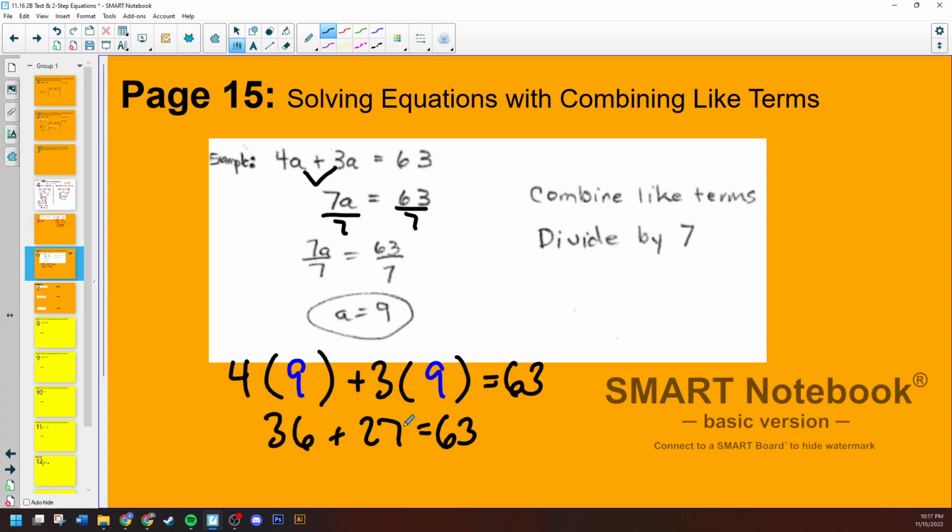We'll add these together. 6 and 7 is 13, and then put a 1 up here. 2 plus 3 is 5, plus the 1 is 6, so 63 does equal 63. So I just wanted to show you how to do it if we have multiple variables to plug in for.